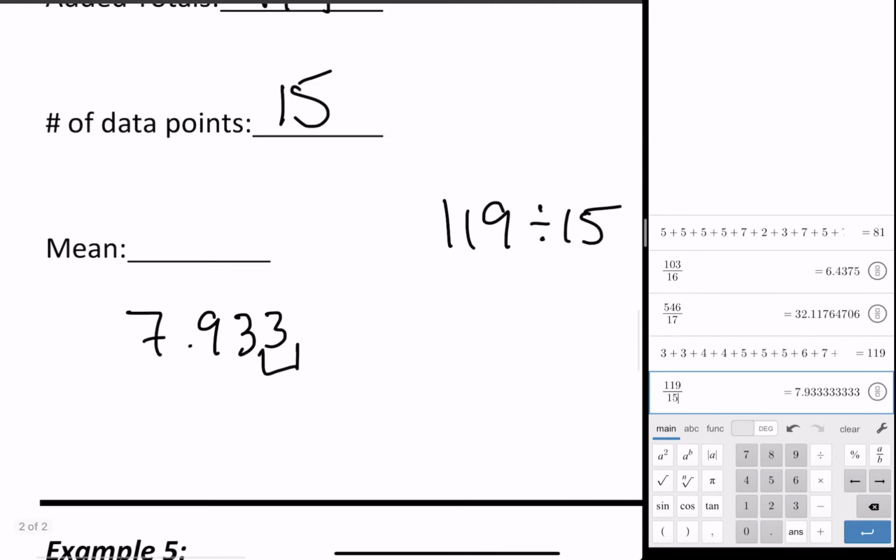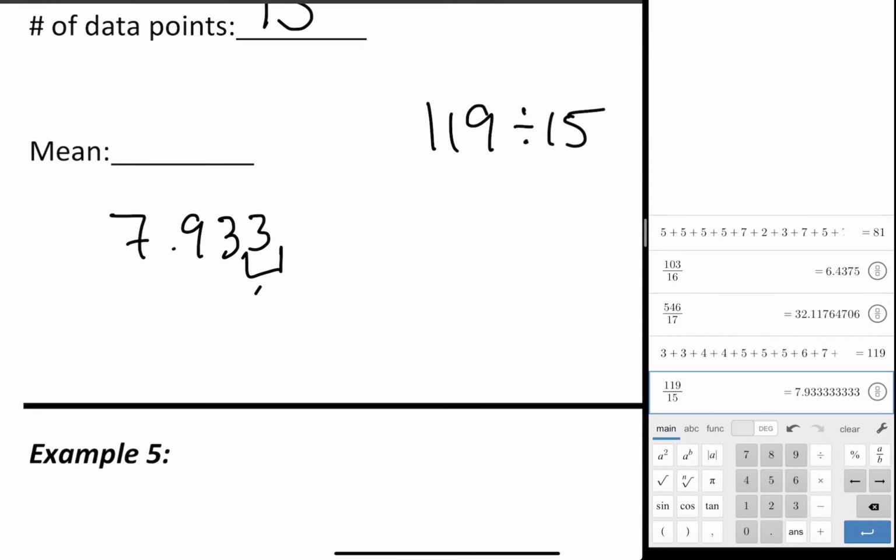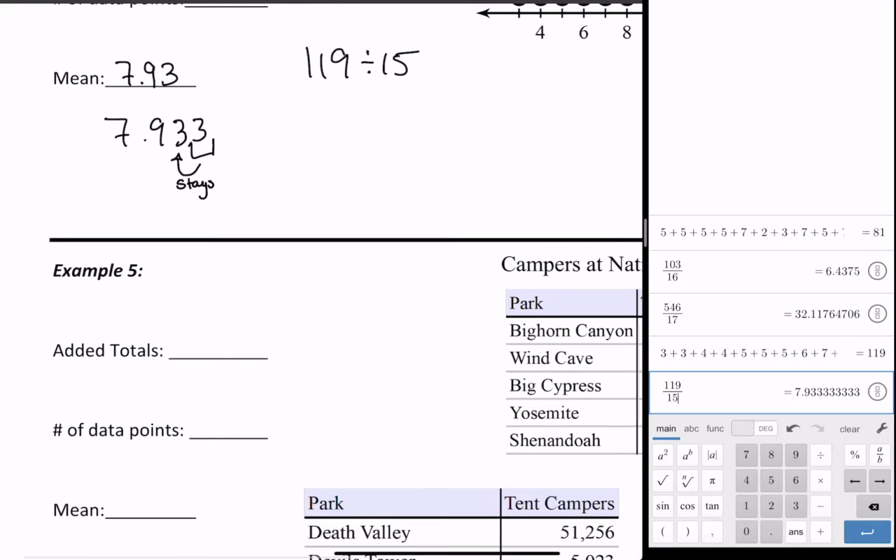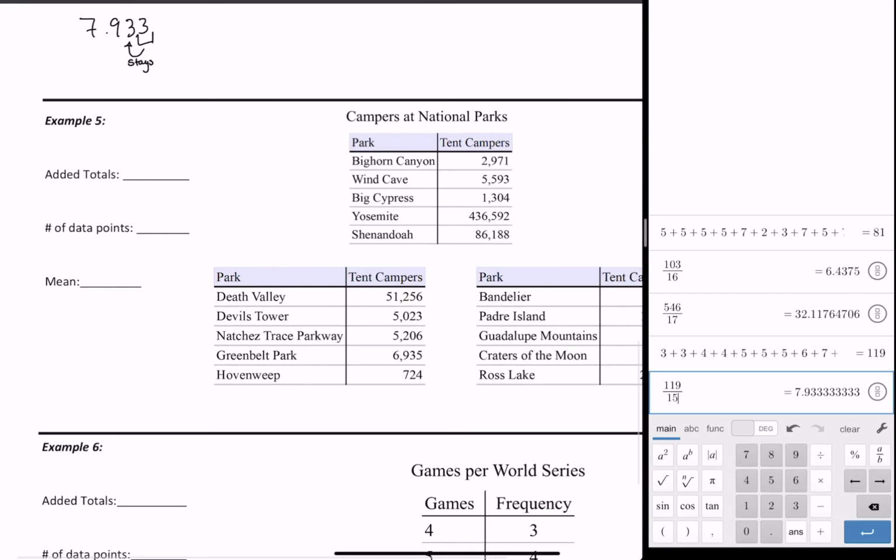Okay, so where are we at? Here we are. So that means this number stays. So we stay at 7.93. We don't go up because that third number is a 3. Therefore, it's 4 or less, so we do not have to round up. Okay, rounding's probably going to be the hardest part of this whole thing.